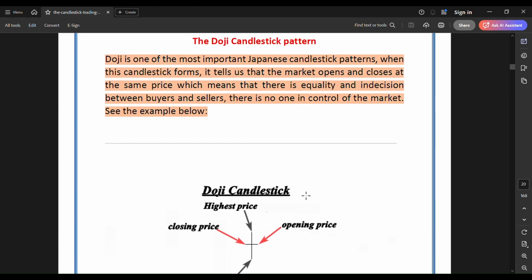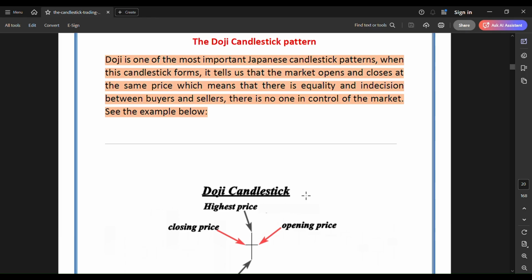So a doji candle. What is a doji candle? The doji candle pattern is one of the most important Japanese candlestick patterns. Truly it is. When this candlestick forms, what is it? Basically, it tells us that the market opens and closes at the same price, which means that there's an equality and indecision between buyers and sellers. There is no one in control of the market, as seen below.